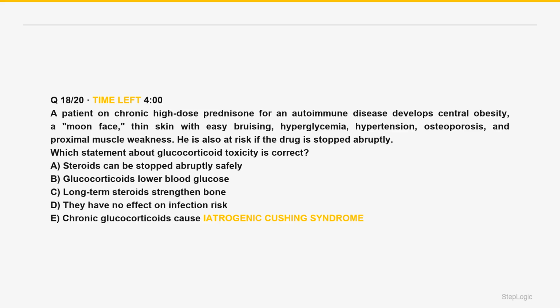Which statement about glucocorticoid toxicity is correct? A patient on chronic high-dose prednisone for an autoimmune disease develops central obesity, a moon face, thin skin with easy bruising, hyperglycemia, hypertension, osteoporosis, and proximal muscle weakness. He is also at risk if the drug is stopped abruptly. Read the command: which glucocorticoid toxicity statement is correct? Chronic steroids cause iatrogenic Cushing syndrome plus HPA suppression, so you must taper; adrenal crisis occurs if stopped abruptly.